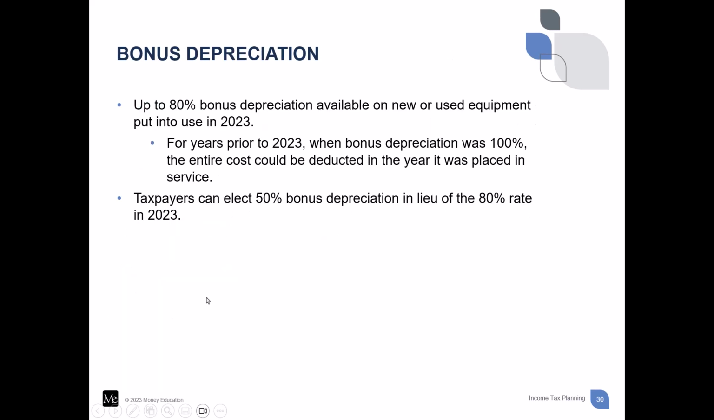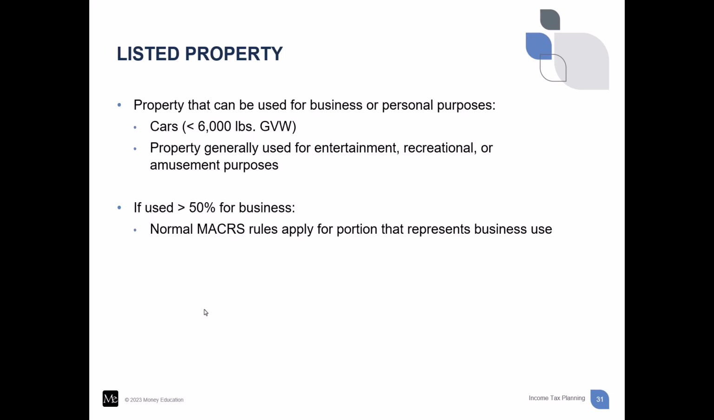Oh, sorry. There is such a thing as bonus depreciation. Up to 80% bonus depreciation is available on new or used equipment put into service in 2023. For years prior to 2023, it was 100%. Taxpayers can elect 50% bonus depreciation in lieu of the 80% rate in 2023.